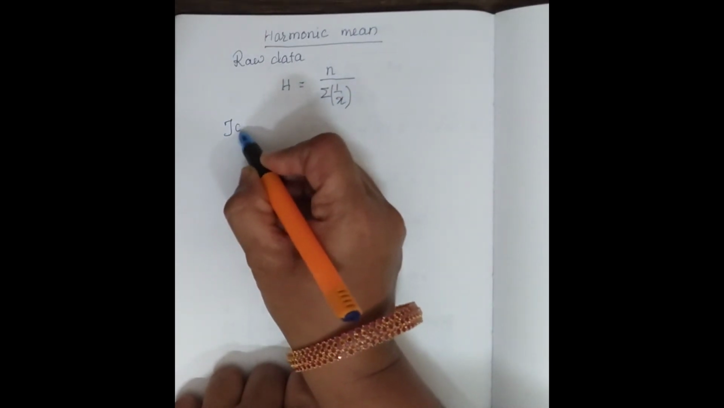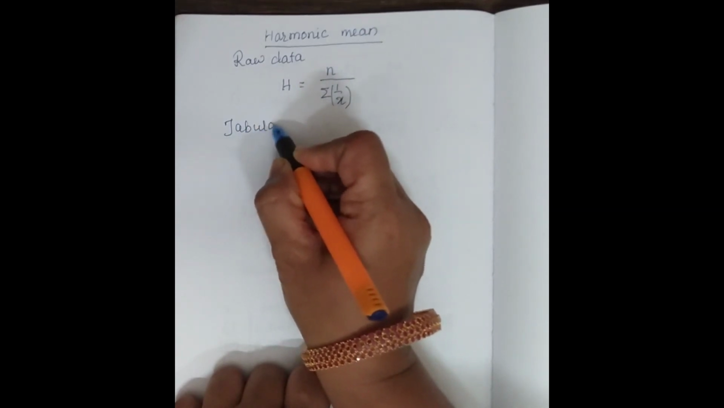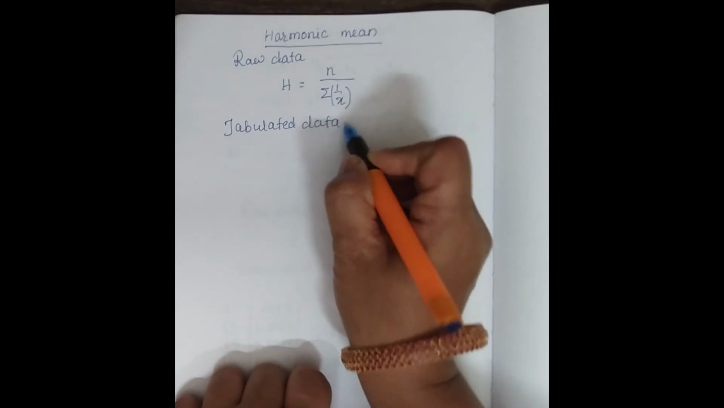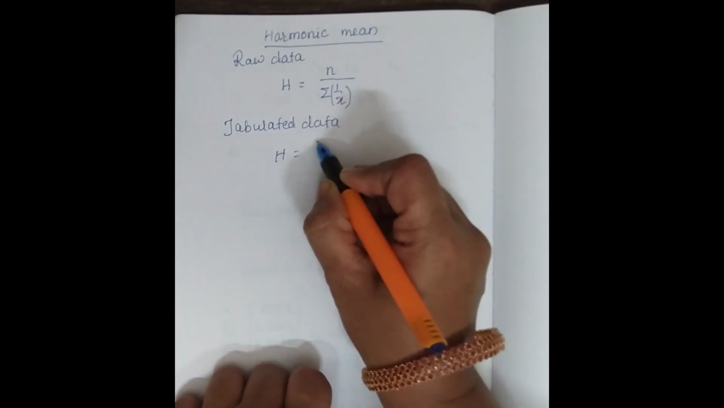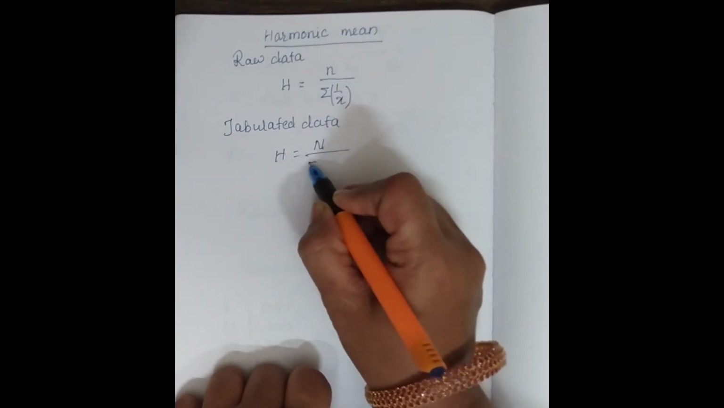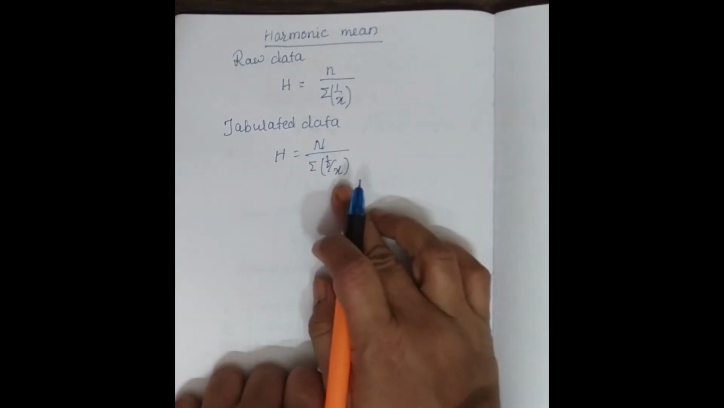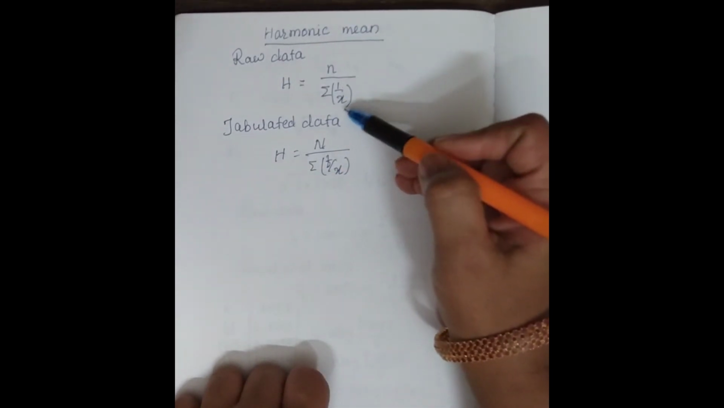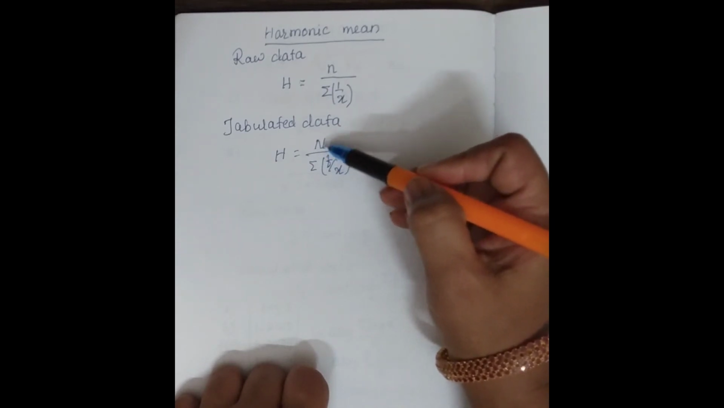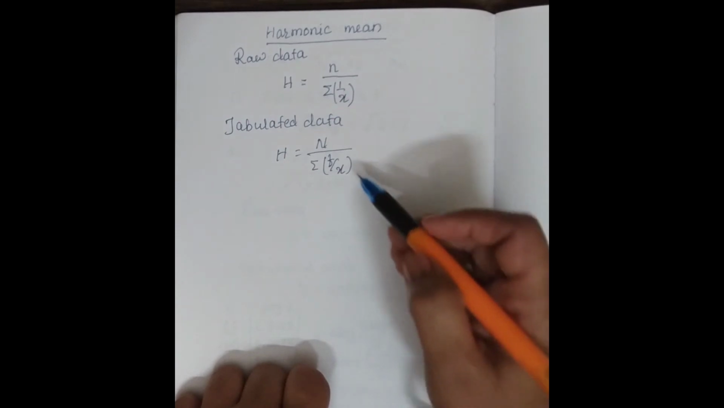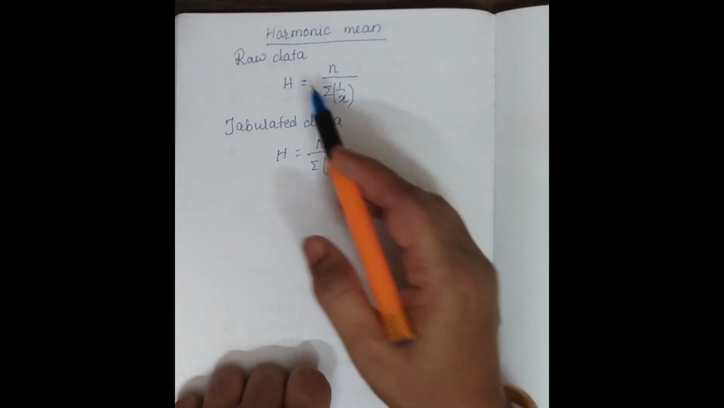For tabulated data, H is equal to capital N divided by summation of f divided by x. That is, 1 by x times the frequency, then capital N divided by summation of f divided by x is the formula. Okay, this is tabulated data.